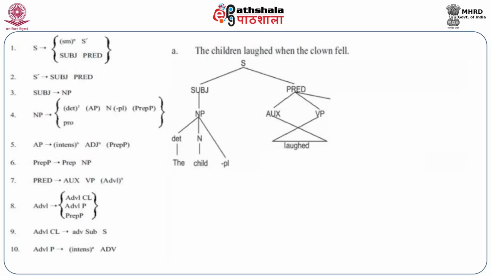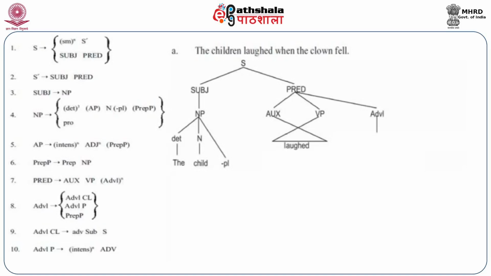So imagine if the sentence had only said, the children laughed. Well, then you would have finished here. The children laughed. You would have left it there. There wasn't anything else, and that was your sentence. But the sentence doesn't say that. It says, the children laughed when the clown fell. So there is an adverbial.